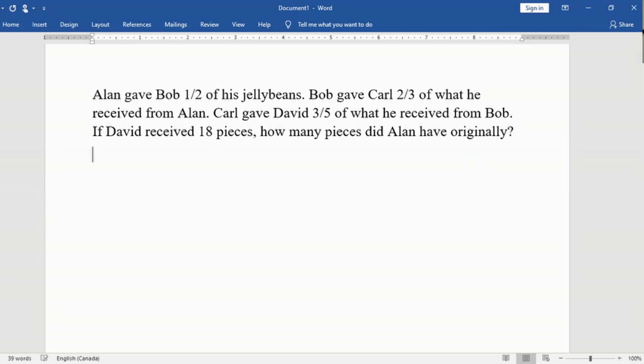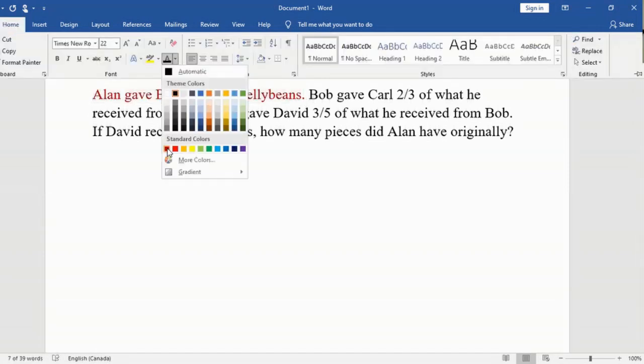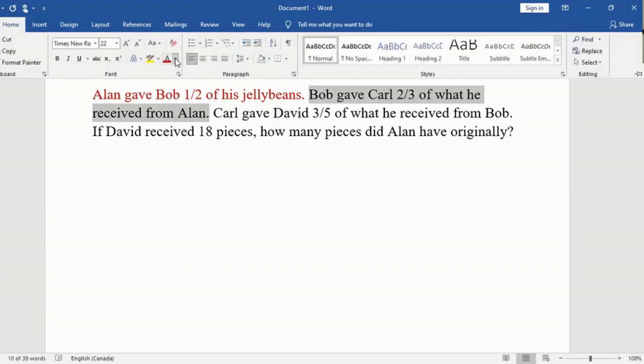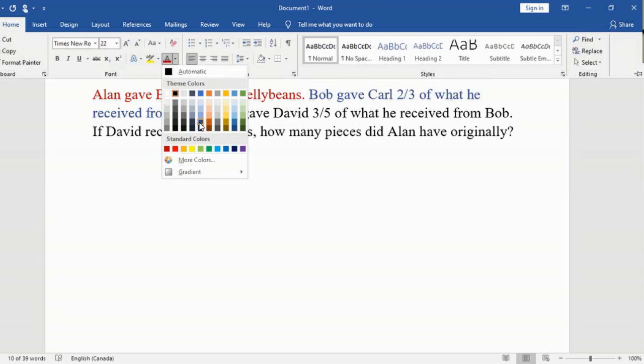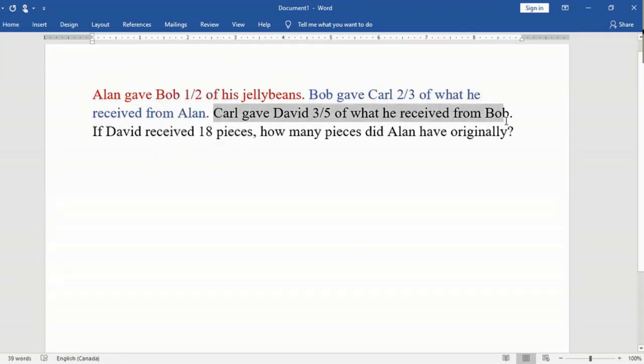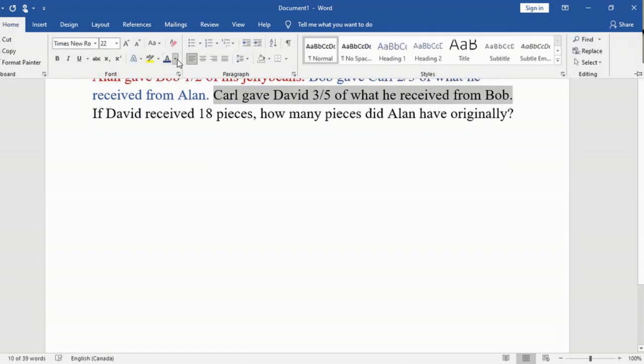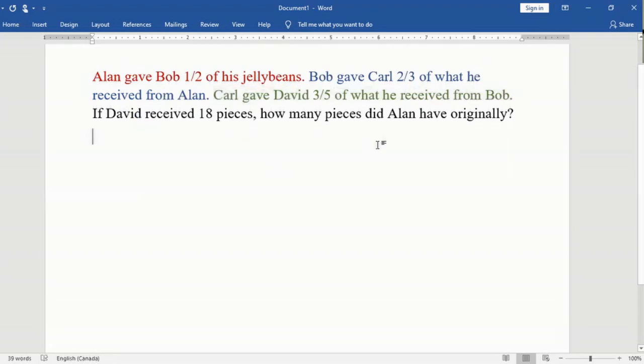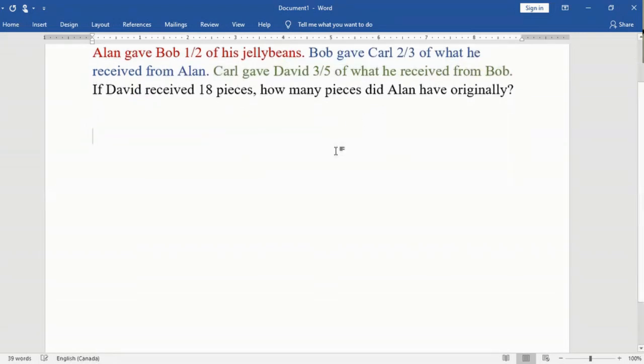Okay, so to do this problem, we're going to work backwards. I'm going to make the first sentence red, so it's easily recognizable. I'm going to make the second sentence blue. And the third sentence green. All right, now I'll make a table.